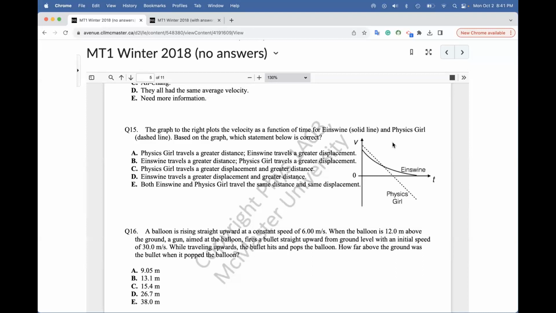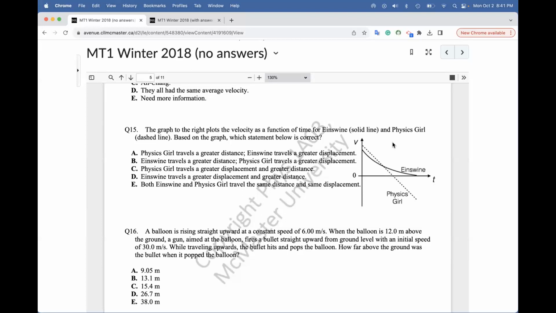When the balloon is 12 meters above the ground, okay, so it's already rising straight upwards. So the velocity is upwards. When the balloon is 12 meters above the ground, a gun aimed at the balloon fires a bullet straight upward from ground level with initial speed. So V initial equals 30 meters per second. While traveling upwards, the bullet hits and pops the balloon. How far above the ground?